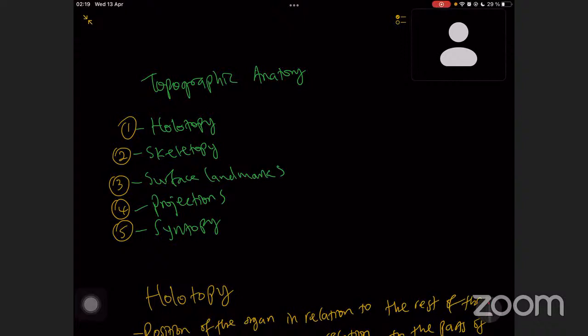Holotopy, the relationship of the organ to the rest of the body. Skeletopy, the position of the organ in relation to the bones. Surface landmarks, where is the organ on the skin when we palpate. Projections, what are the bony prominences as well as tendons that tell us the location of certain structures. Synthopy, what is the position of an organ in relationship to the different layers of the body as well as other anatomical structures?